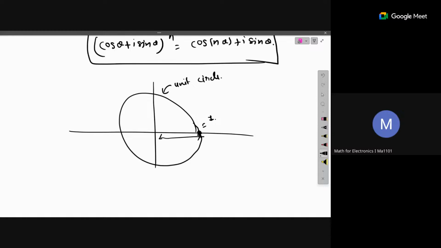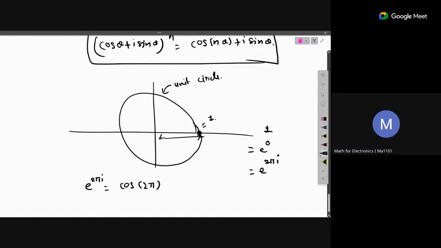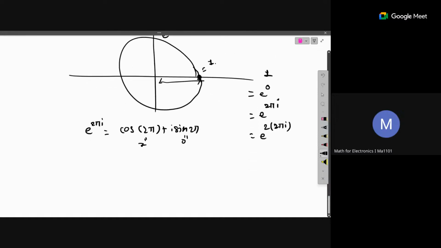So we know that 1 is the same as e to the power 0, correct? And this is the same as e to the power 2 pi iota, right? Because what will be e to the power 2 pi iota? It will be cos 2 pi plus iota sine 2 pi, and sine 2 pi is 0 and cos 2 pi is 1. This is also the same as e to the power 2 times 2 pi iota, because again we get 4 pi, and we know that cos and sine have the same values at any multiple of 2 pi. This is the same as e to the power 4 pi iota, right? And so on, e to the power 6 pi iota, and so on.